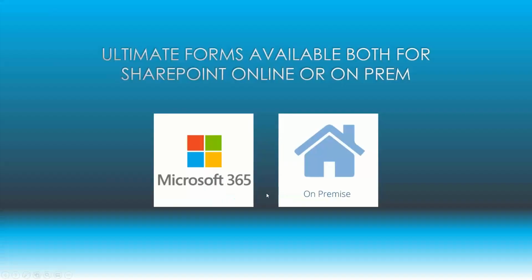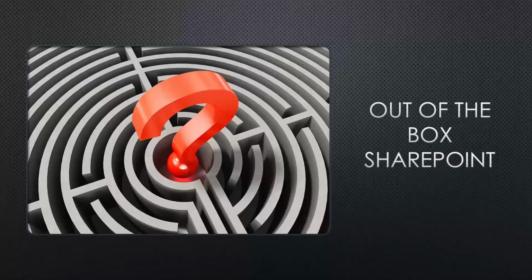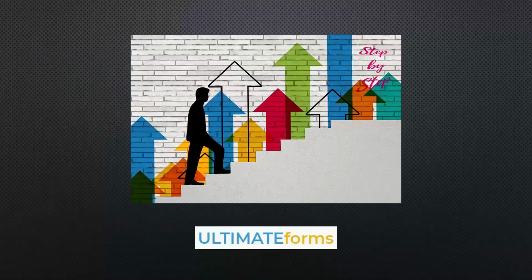All right, so now we're ready to dive in. As I mentioned, Ultimate Forms is available both for SharePoint Online and also for on-premise SharePoint. So everything I show you today, you can do the same type of system and setup for both different versions of SharePoint. This is how I think of SharePoint out of the box. It's difficult to do everything that you want to do. It's limited or confusing. You may have to use a convoluted process to do what you want. And so it's important to have all the tools that you need, and that's where Ultimate Forms comes in.